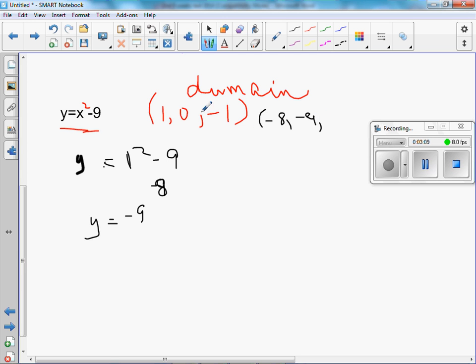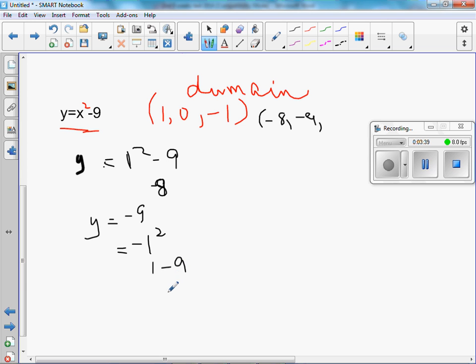And what if you had a negative 1? So x squared is negative 1. So negative 1 squared, some of you all forget this. So negative 1 squared is going to give you a positive 1. If this was negative 2 squared, it's going to give you a positive 4. If it was negative 3 squared, it's going to give you a positive 9, and so on and so forth. So this is a positive 1 minus 9.